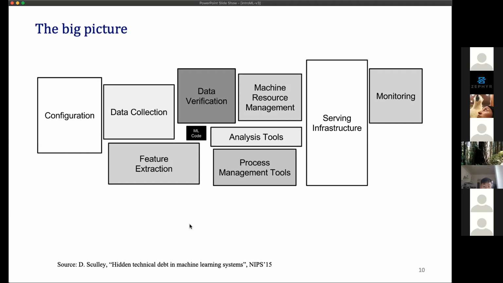I'm going to focus mainly on the stuff kind of to the left, although some of the right-hand stuff you'll see examples of on Friday.